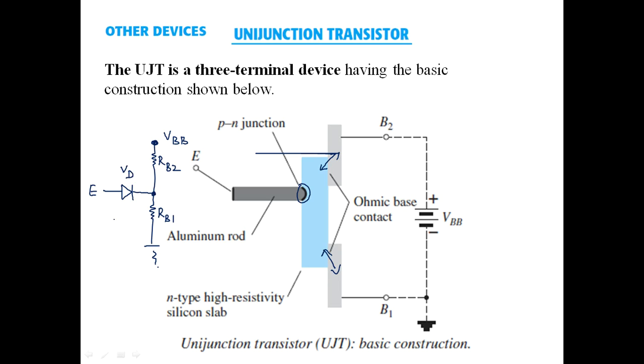Fine. Now how can I obtain the transistor characteristics? The transistor characteristics, in the sense this particular unijunction transistor should get switched on and switched off. So that means there should be some switching condition. So how do we obtain it?